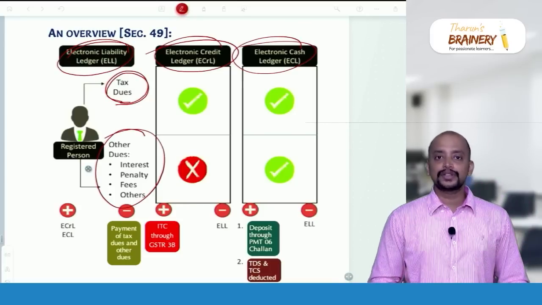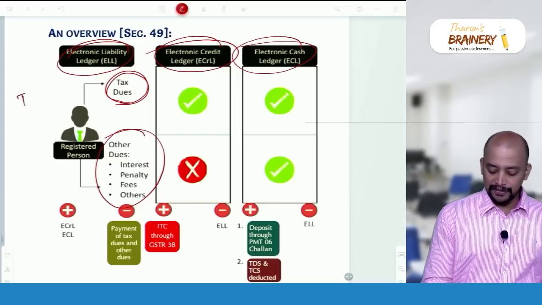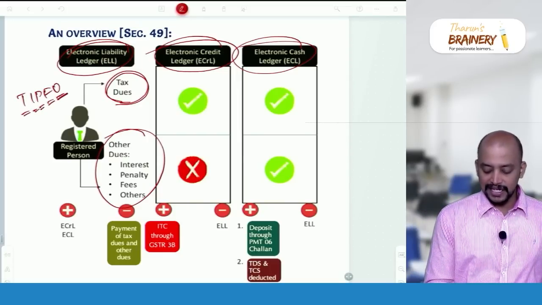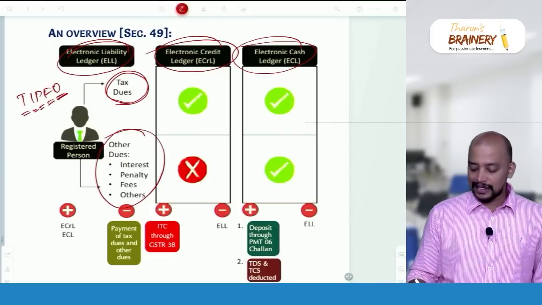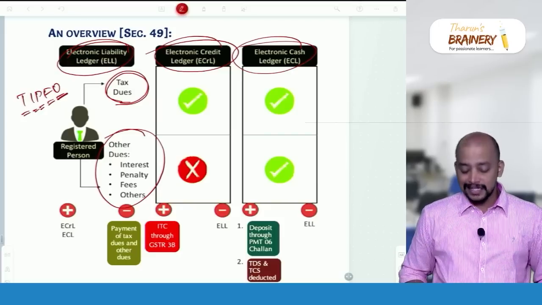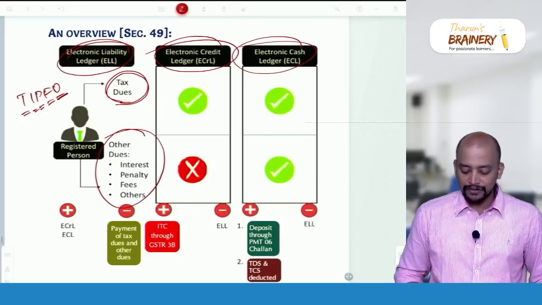What are the total dues of a person? They are divided into TIPFO, that is tax, interest, penalty, fees and others. So these are the total dues of a person. The balance in the electronic cash ledger can be utilized for payment of tax dues as well as other dues, but the balance in the electronic credit ledger can be utilized only for payment of tax dues.